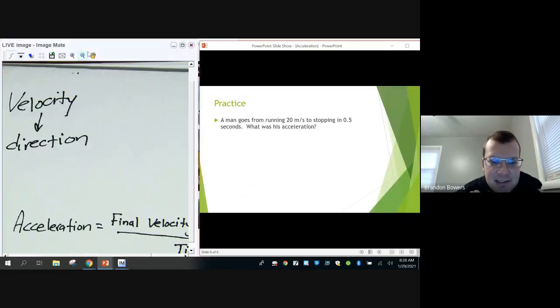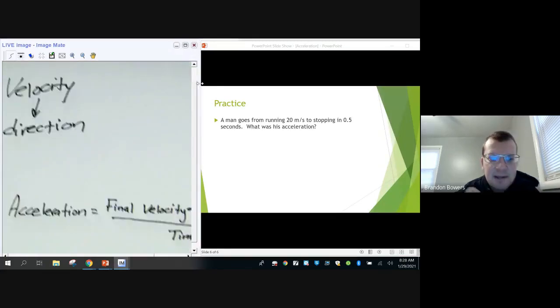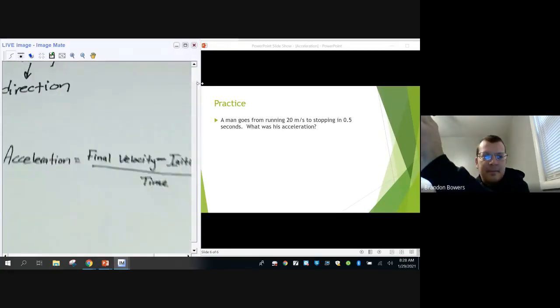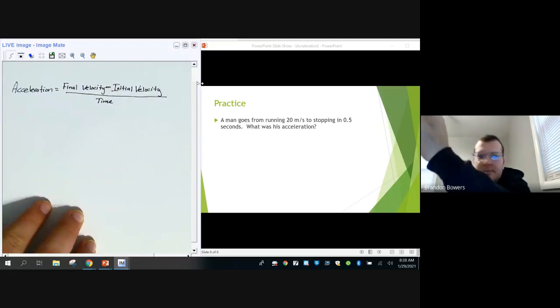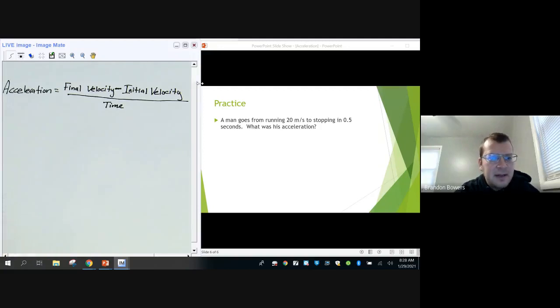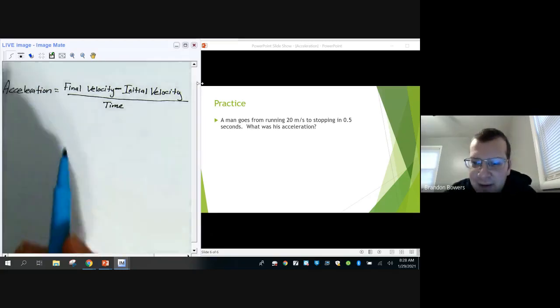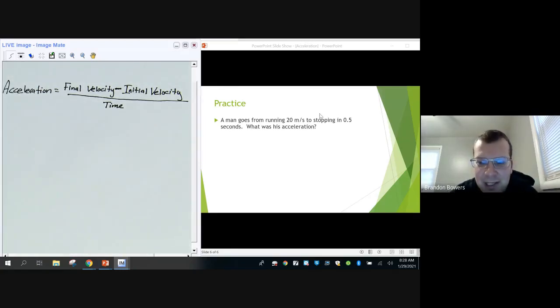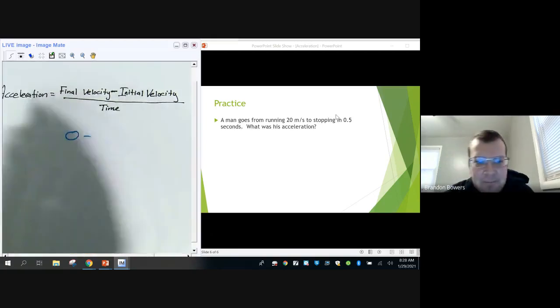Let's analyze this real quick. I'm going to zoom out a little bit. There's my equation. Acceleration is equal to final velocity minus initial velocity over time. So a man goes from running 20 meters per second to stopping. What was his final velocity? Well, his final velocity was when he stopped. When you're stopped, your velocity is 0.